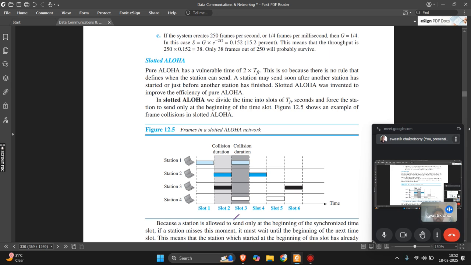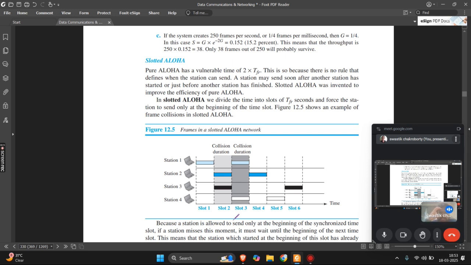In slotted ALOHA, what happens is that we have to divide the time into slots, and then it is kind of a time division multiple access, a very primitive one at that. So basically we will divide the time into slots and then assign each slot to each station, and if the station has to send packets, it can send in that amount of time.